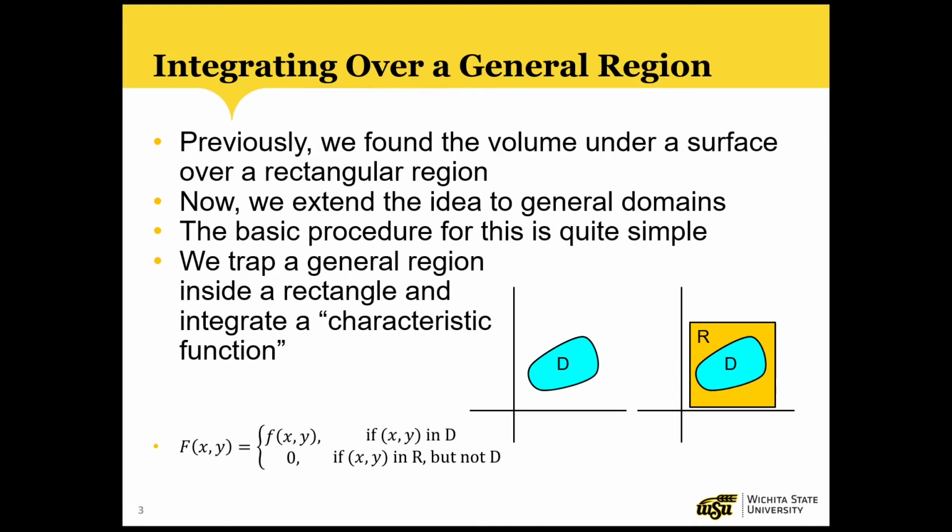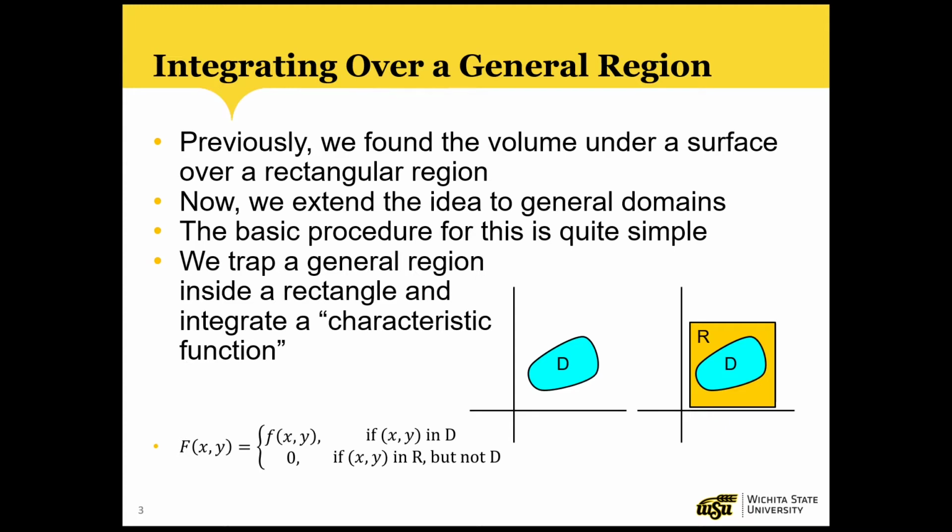The basic theoretical procedure for this is quite simple, and it's based on our knowledge of how we integrate rectangular regions. If the region is rectangular in shape, we know how to set up the Riemann sum, so we do that with one added bit. We construct a new function, capital F, using lowercase f, the function that we want to integrate, and 0.